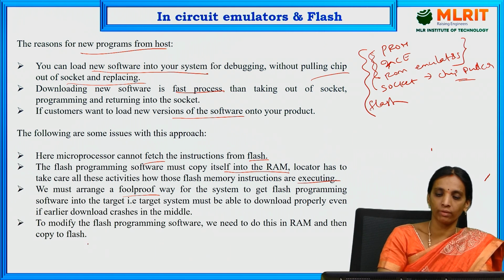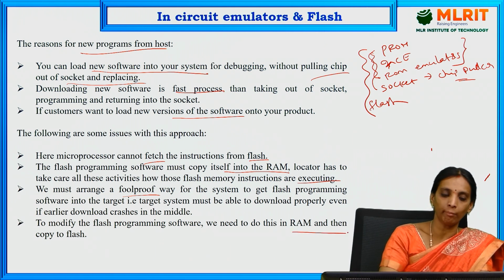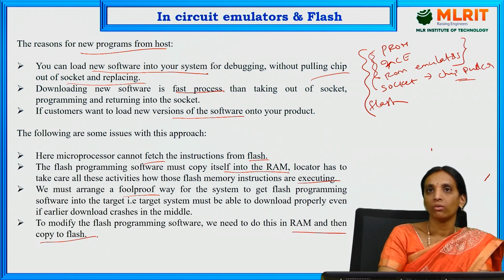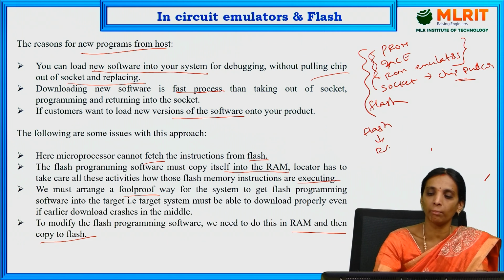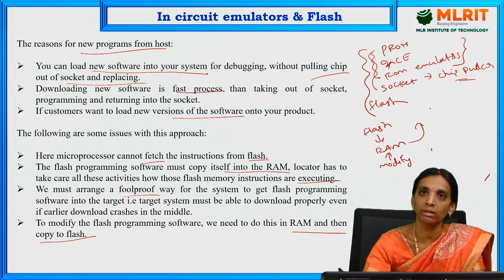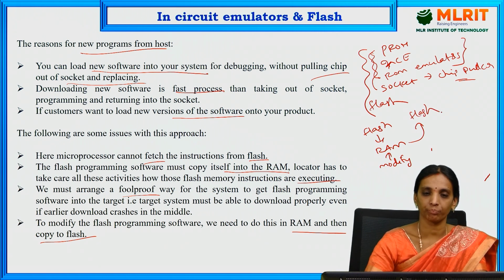To modify this, we need to do it in RAM and then copy to the flash. That means we cannot modify the content in the flash directly. First we need to copy the data from flash memory to RAM memory, and we can modify the program in the RAM memory, and again we can copy the program or the image file from the RAM memory to the flash memory.